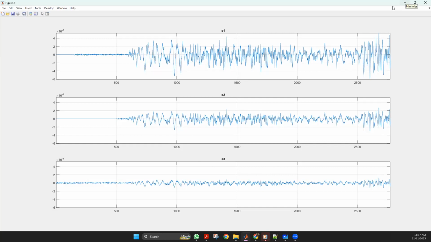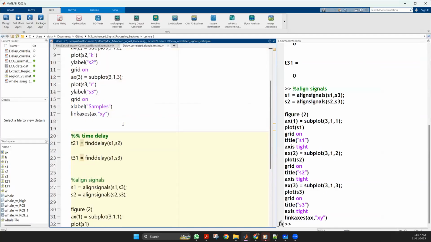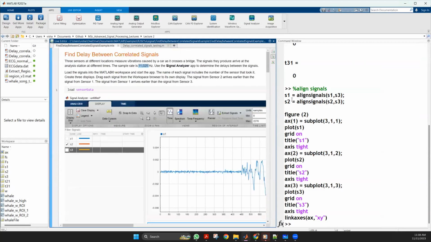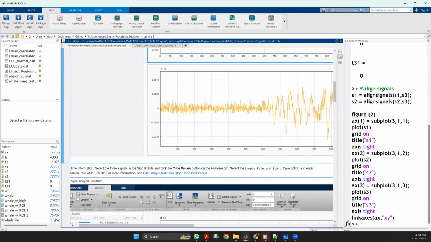So that is basically how, although there's a delay, we can remove the delay by aligning these three signals. Is it clear to you? I will share the code with you, and you can try it on your own and try to understand the sample simulation that's given here. If you have any questions related to the simulation, you can let me know.